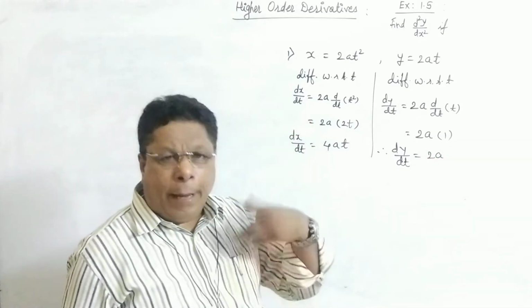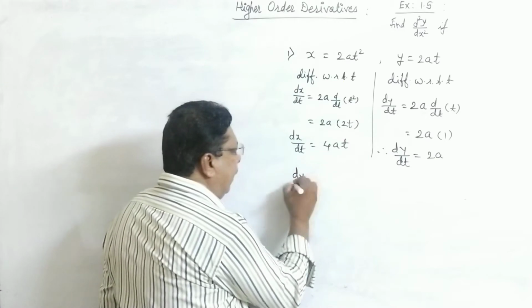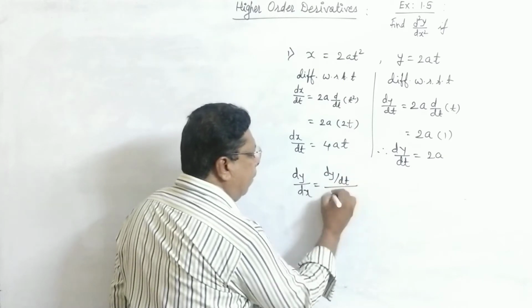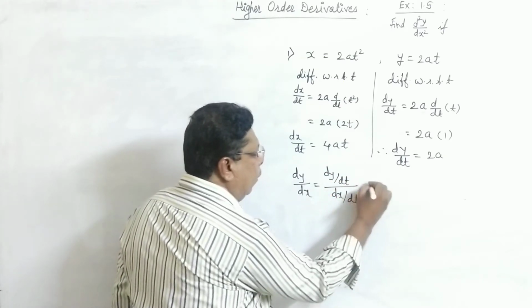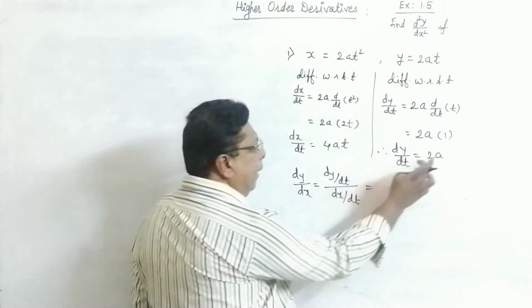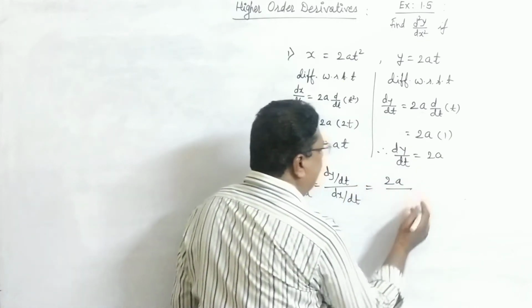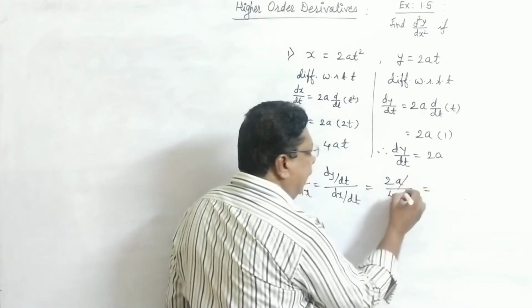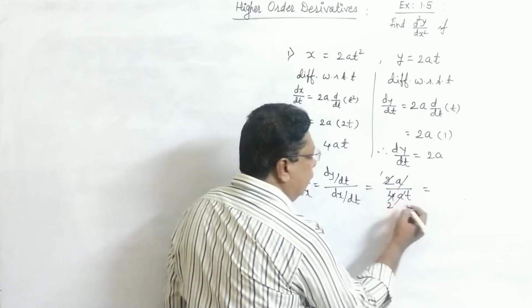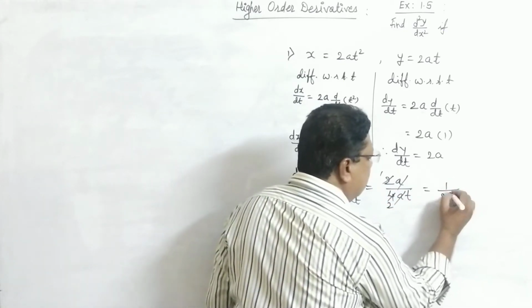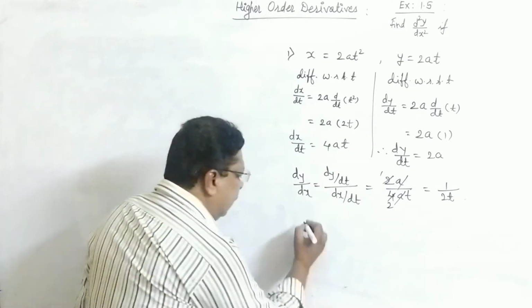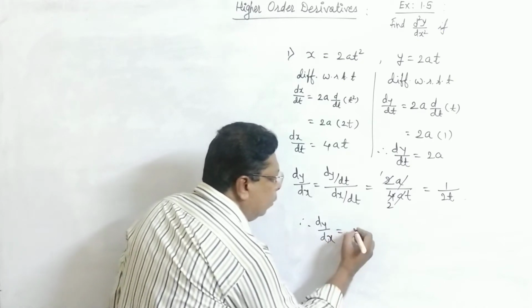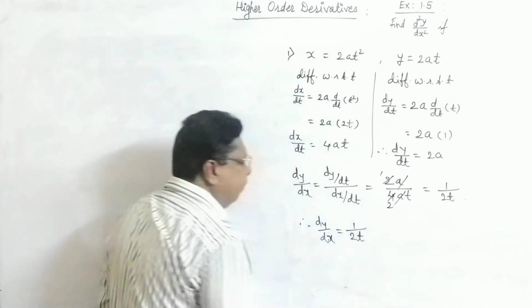Then by the derivative of a parametric function, dy by dx is equal to dy by dt upon dx by dt. What is dy by dt here? dy by dt is equal to 2a. dx by dt is 4at. Now here a gets cancelled, 2 2s are 4. So remaining is 1 upon 2t. Therefore here dy by dx is equal to 1 upon 2t.